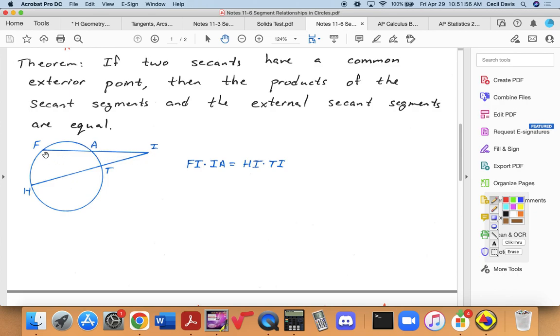The secant segment is from F all the way to I, or from H all the way to I. The external secant segment is the part of the secant that is outside the circle, from A to I and from T to I. Again, you could show this by similar triangles. I'm not going to take the time to do it, having done it already once. It's a little uglier on this one, but it's, again, pretty easy. The whole thing times the outside piece is equal to the whole thing times the outside piece.